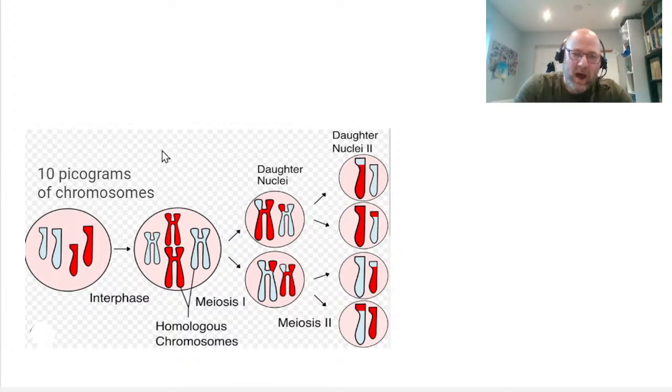There's 2 divisions, but we get 4 daughter cells. So if you take 1, you multiply it by 2, you get 2, then you multiply it again, you get 4. So basically, they're dividing.